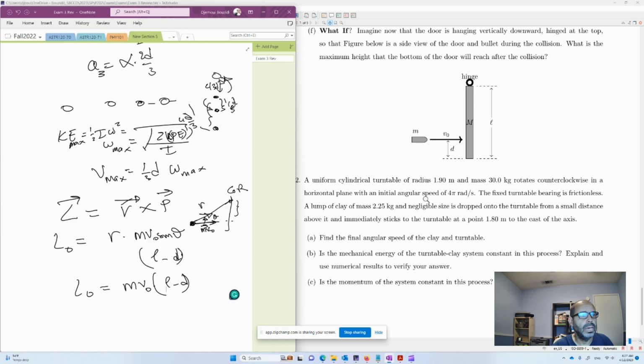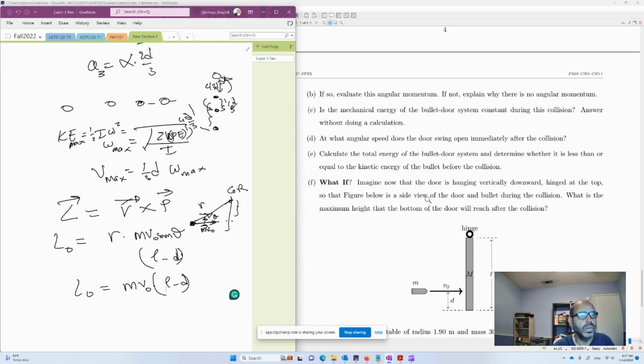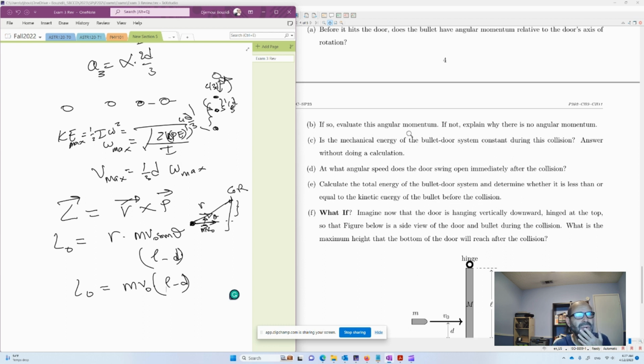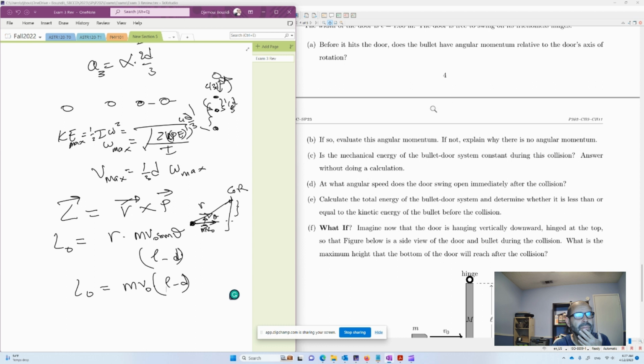Evaluate this momentum. So we evaluated it. If not, explain why. So there is no answer to that question, it doesn't make any sense, because we computed it.